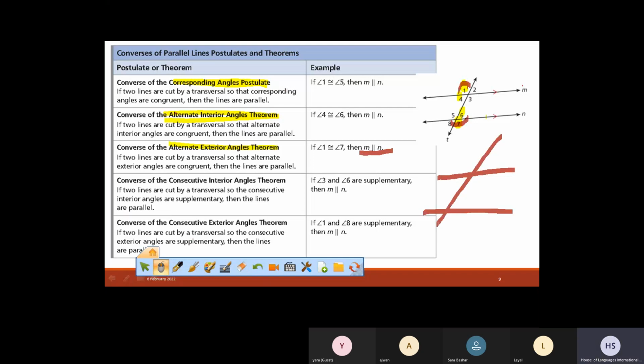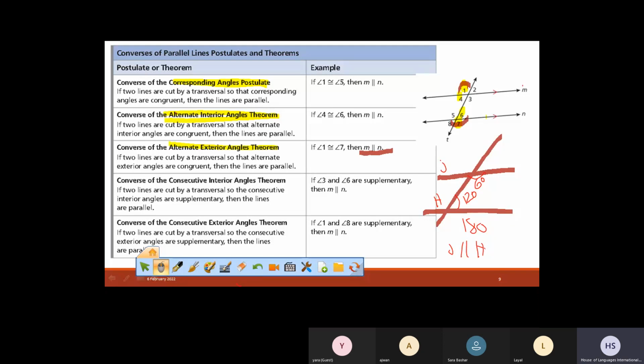Then I found that this one and this one are supplementary. If you find that this angle and this angle are supplementary, in other words, if I add them together and I get 180, and both of them are interior and consecutive on the same side, then that means the two lines are parallel.